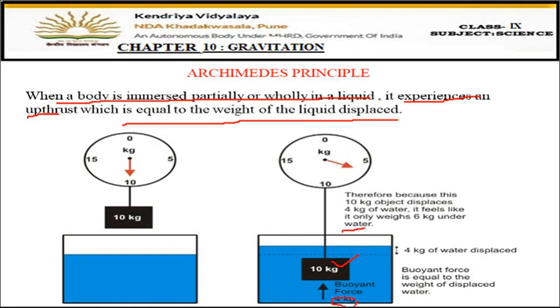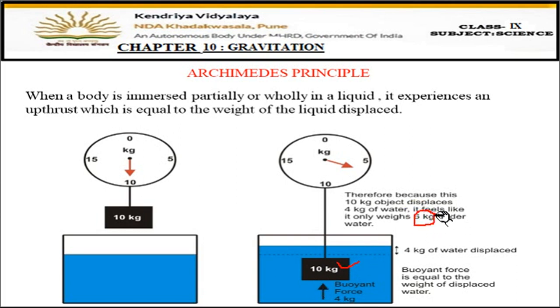So here in this example you have seen that a 10 kgs object was kept in water, so it displaced 4 kgs of water, so the buoyant force applied is 4 kgs, and 4 kgs of weight will be less from the total weight of the object. If the object was 10 kgs, minus 4 kgs, so now its weight in water is 6 kgs. Okay, so I hope this is clear to everyone.